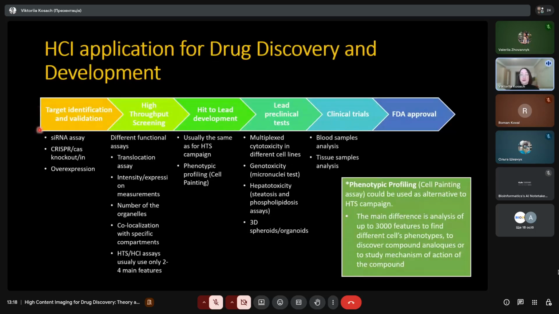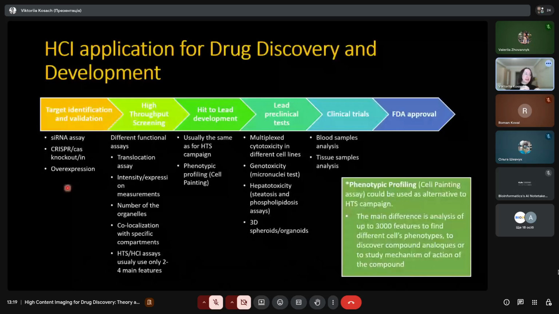To confirm it, you would usually do some knockdown or knockout assays using siRNA or CRISPR library. However, in some cases, you will need to overexpress your target to see the difference in cell behavior. So for all these assays, high-content imaging could be used. It's less scale, so small-scale experiments, more research-grade experiments at this stage of drug discovery.